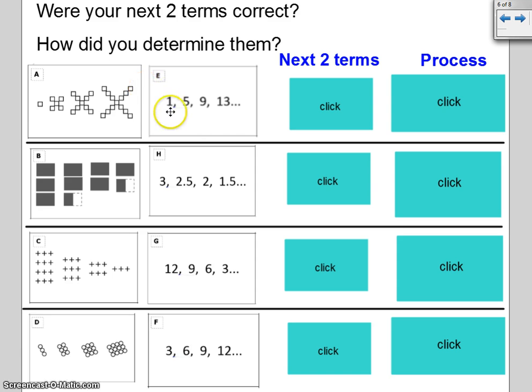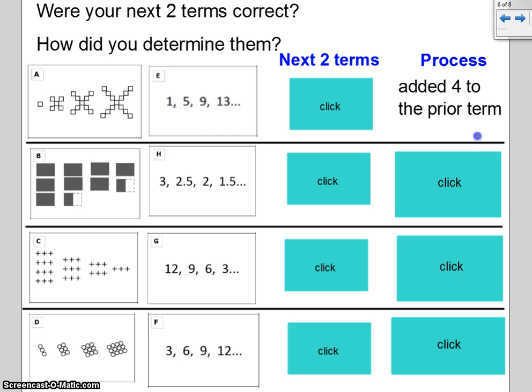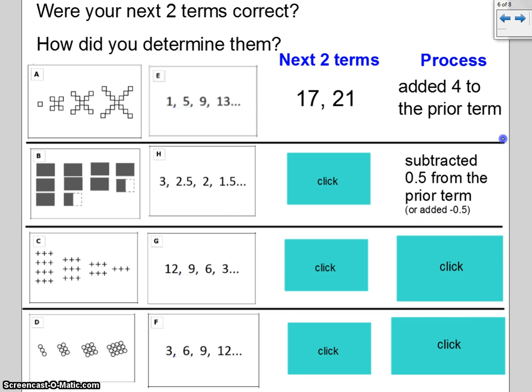Okay, in this first one, what was my process going from 1, 5, 9, 13? Very good, I added 4 to the previous term, so if I add 4 to 13, I get 17, and from 17 I get 21. Very good. What was my process in B? What happened between my 4 terms here? Very good, I subtracted 0.5 from the prior term, or I can say that I added a negative. Adding a negative and just subtracting mean the same thing. So if I took away 0.5 from 1.5, I was left with 1. Then took away 0.5 from that, I'm left with 0.5.